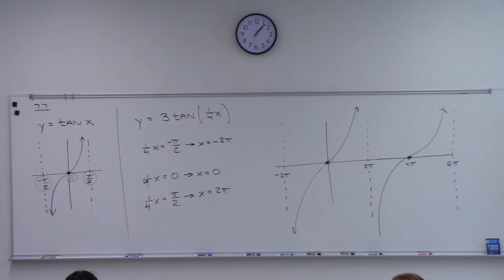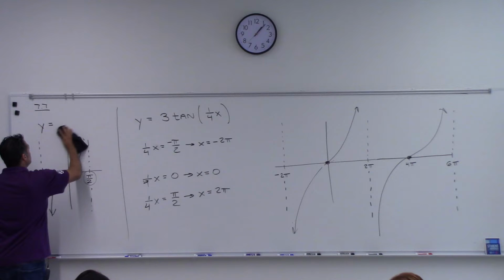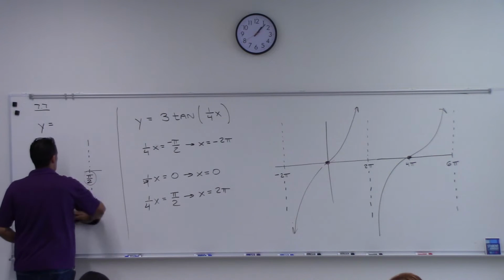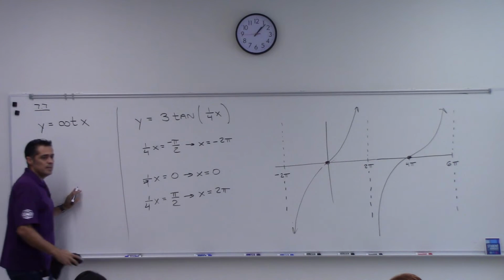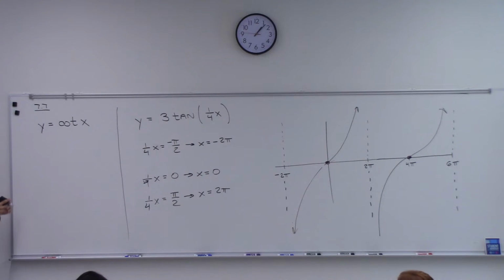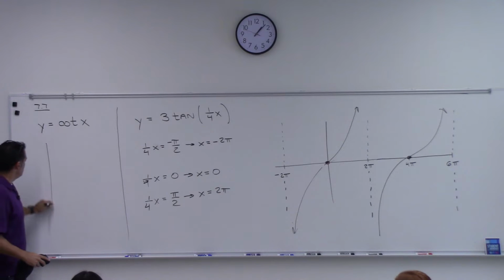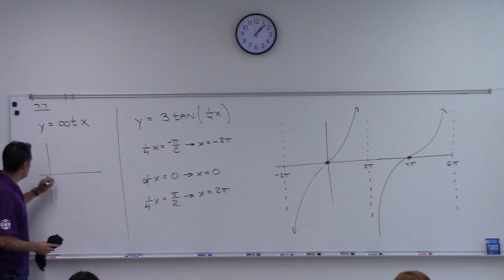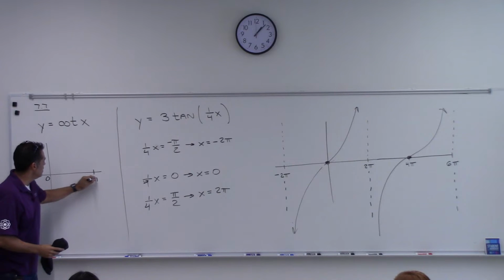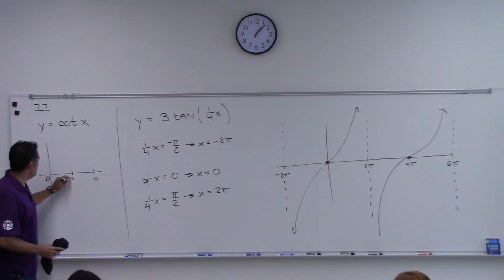No questions? Let's do a cotangent. So for cotangent, the difference is that when you look at the basic picture of cotangent, instead of having negative pi over 2 and pi over 2 where you have the vertical asymptotes, the vertical asymptotes on cotangent occur at 0 and pi. And then right in the middle at pi over 2 is where you have an x-intercept.